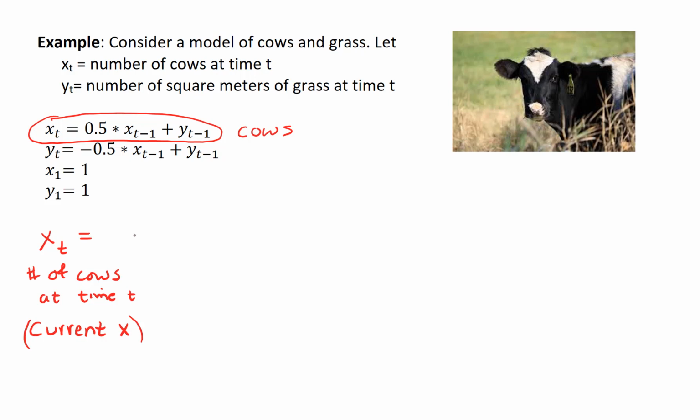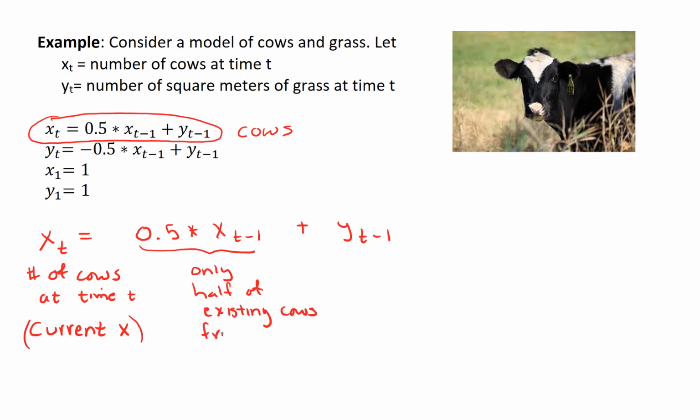And then on the right hand side, we know that x sub t equals 0.5 times x sub t minus 1 plus y sub t minus 1. What does this mean? This term, 0.5 times x sub t minus 1, means that we have half as many cows as we did in the last time step. So only half of existing cows from the past survive, and that's kind of a sad model, but we're just making up models here, and we could always change that to be more realistic.